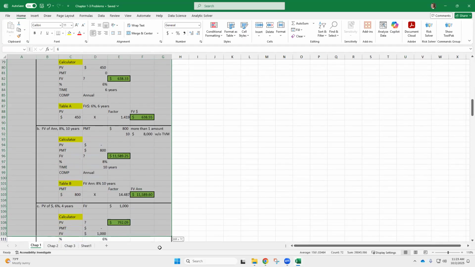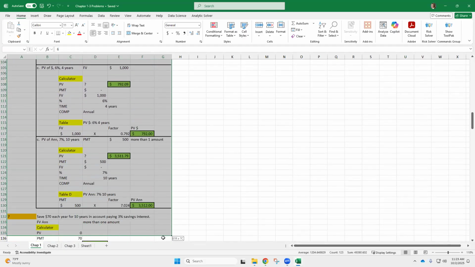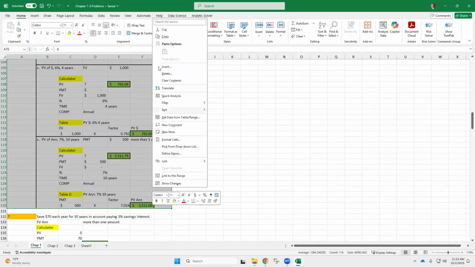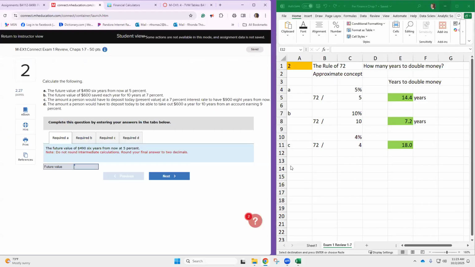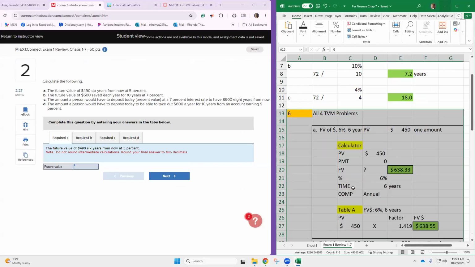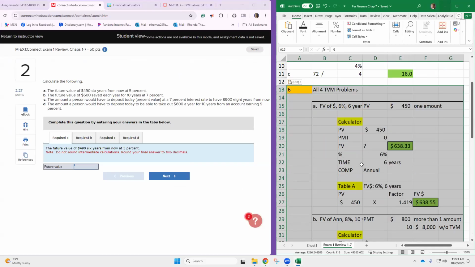All 4 of them. So remember, there's a future value for $1 or one amount. There's a future value for an annuity. There is a present value for one amount. There is a present value of an annuity. Okay, so 4 tables. I'm going to put my information here into my spreadsheet. So we've got our calculator ready to go and our table.